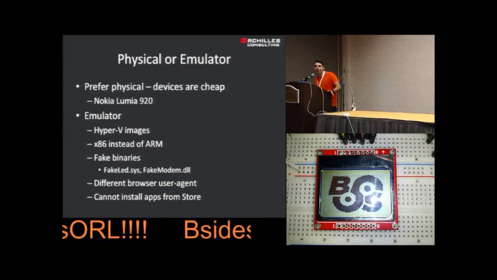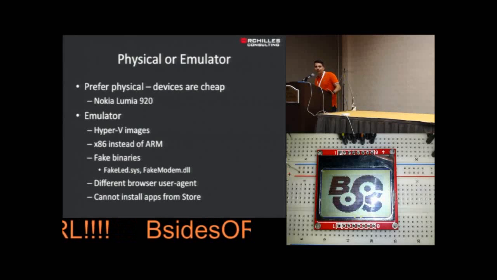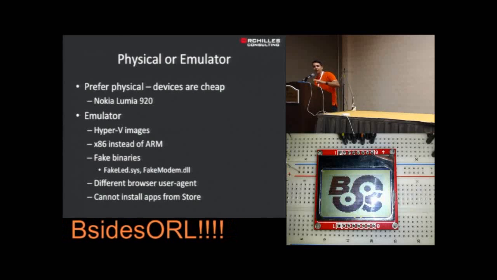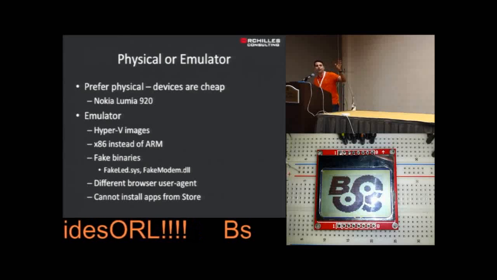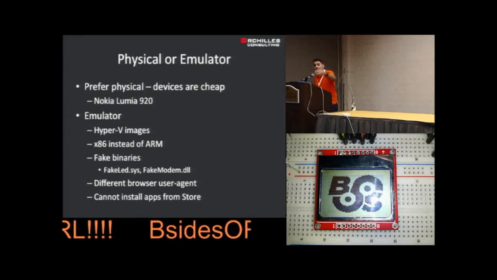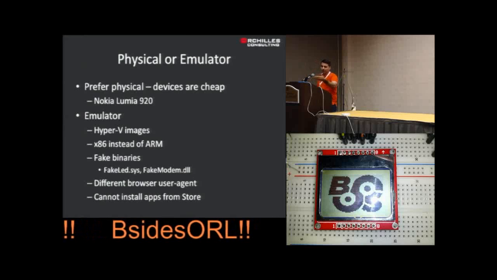All the binaries are fake. And by fake, I mean they're fake. Their names are fake LED, fake modem, fake everything. So everything's fake. There are these DLL files that I don't think exist on the phone. I don't know because I can't look at the phone, but I doubt they're called fake on the phone as well.